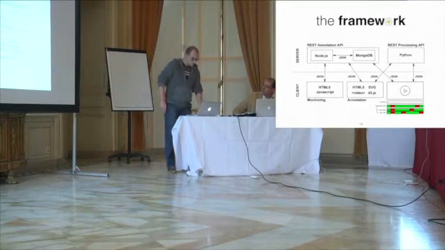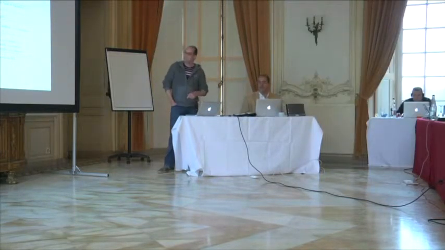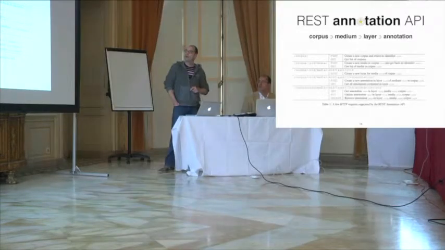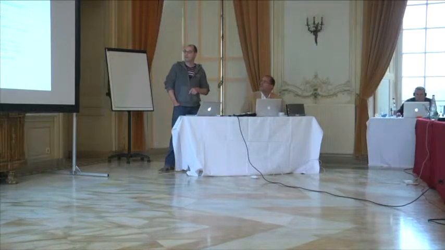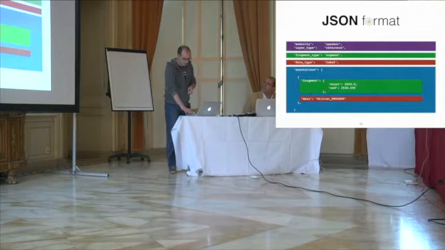So just quickly about the annotation API. The way we store the annotation online is that a corpus, let's say the REPERE corpus, is made of resources, media. Each medium can be represented by multiple layers, either the reference annotation or automatic annotation. And then each layer is made of annotations. You can request from the web directly using the REST annotation API. I'll go very quickly on that. Everything is communicated through a normalized JSON format.